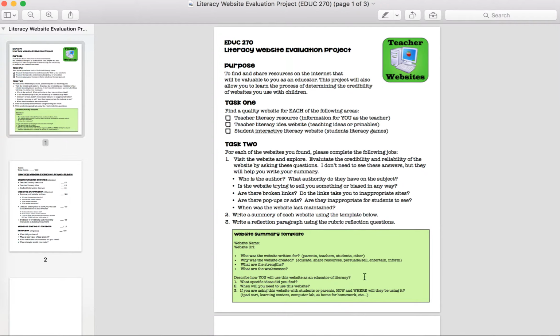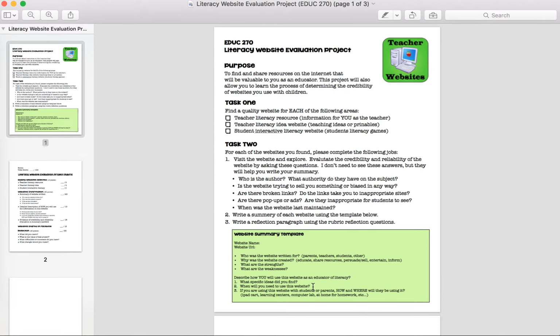But then at the bottom, this is where I want you to think critically about something specific on the website. So you're going to describe how you, as an educator, will use this website. Number 1, tell me about a specific idea on there that you found. Was there a game you found? Was there information on a topic you didn't know about? What is specific to this website that you would use?